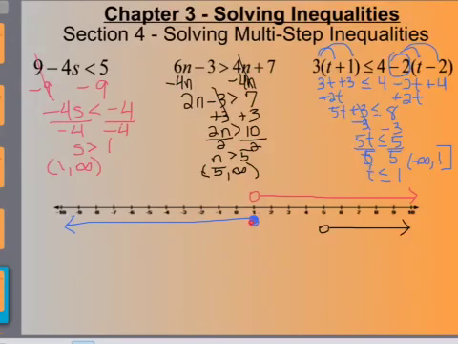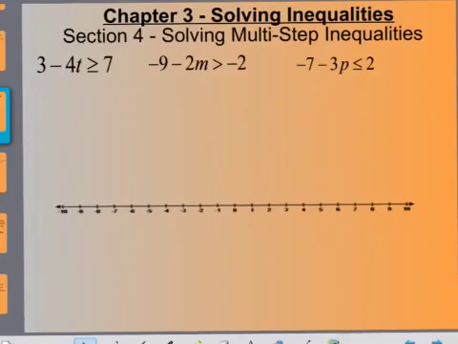So circle at 1. It's or equal to, so we're going to fill it in. It's a closed circle, and it's less than, so it goes to the left. Reading from left to right, interval notation, we're starting at negative infinity. We go on and on and on until we hit 1, and 1 is included, so it gets a square bracket.